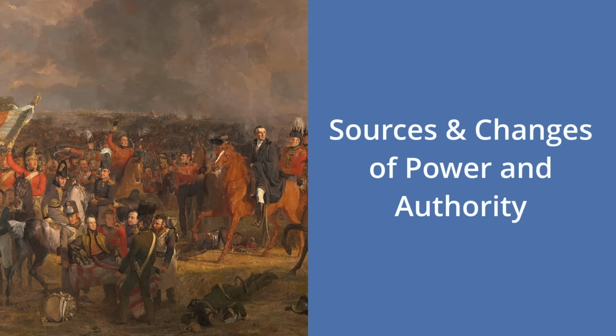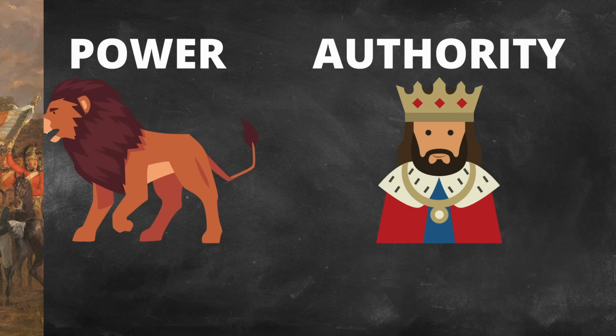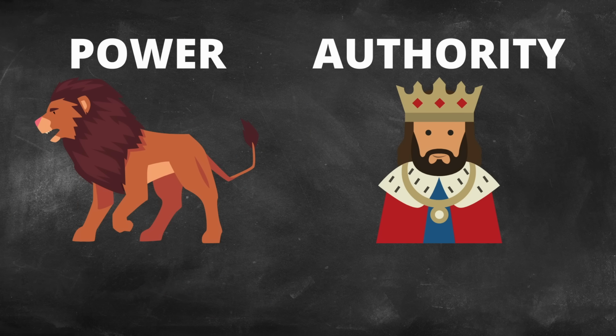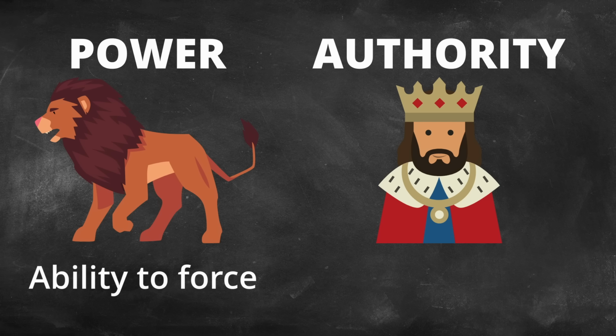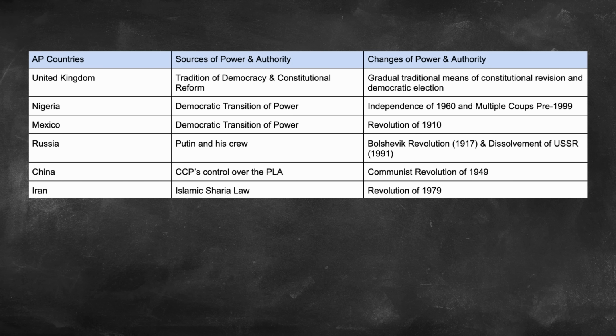an authoritarian government. That's why it's important to understand the sources of power and authority in our 6 different AP countries. By power, we are talking about the ability to make someone do something. By authority, we are talking about the right to make someone do something. From this chart on the screen, you should be able to understand the different sources and changes of power and authority in our 6 different AP countries.